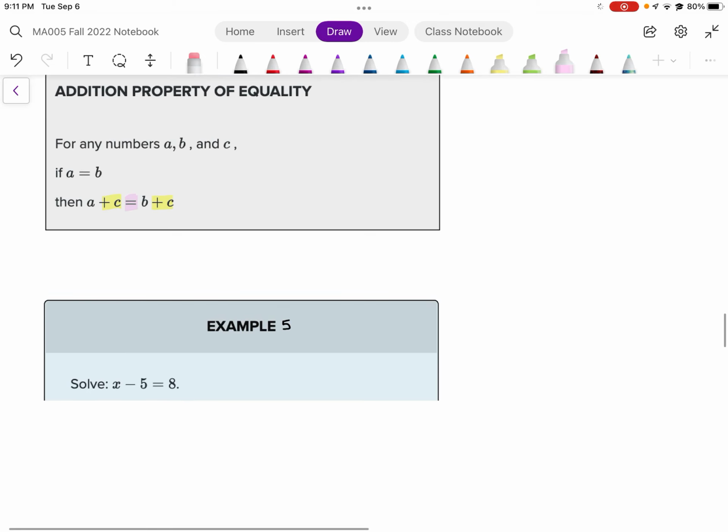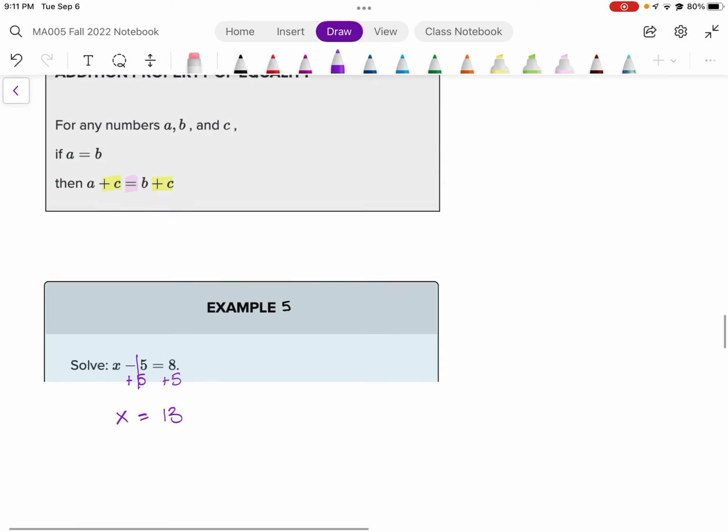All right, so let's look at example 5. x minus 5 equals 8. So I'm going to say, well, if I just add 5 to both sides, minus 5 plus 5 equals 0. So that becomes 0. So x equals 8 plus 5, which is 13. And that's all there is to it. All right, let's continue on.